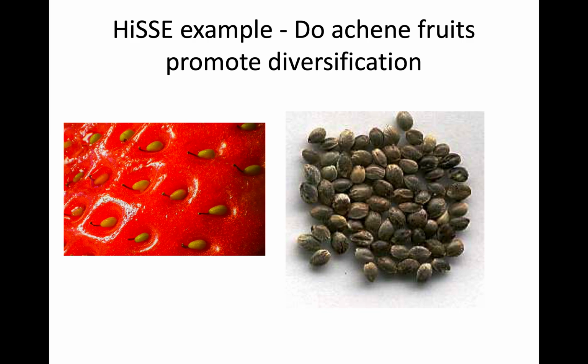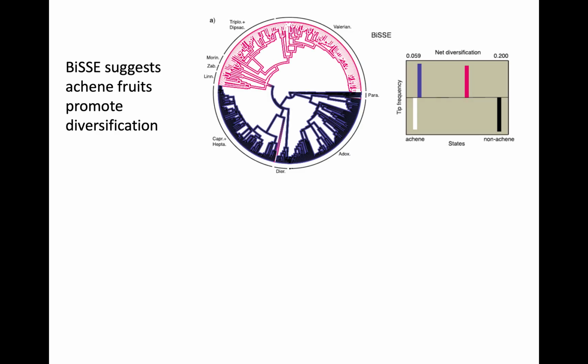Let's just look at an example. So here we are looking at a close-up of strawberry. And as you know, in strawberries, the little seeds are on the outside, and that's called an achene fruit. And now the question is, well, is that actually a character that promotes diversification? So let's check it out. Here we have the tree, and BiSSE says, well, it looks like there's an association. So how do we read this tree?